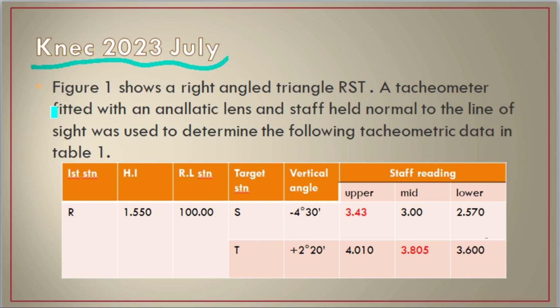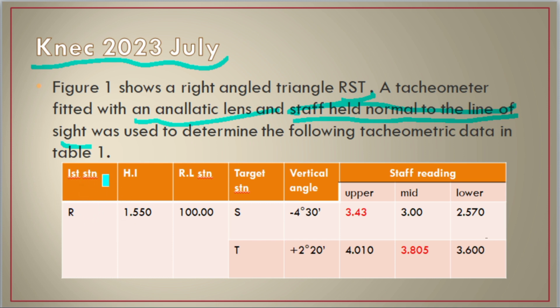This was the second question of tachometry. The first question I have already tackled, you need to look at it. So this question, question two: figure 1 shows a right angle triangle RST. A tachometer fitted with an analytic lens was used, and the staff was held normal to the line of sight. You remember that the staff was held normal to the line of sight. It was used to determine the following data that is in table 1.